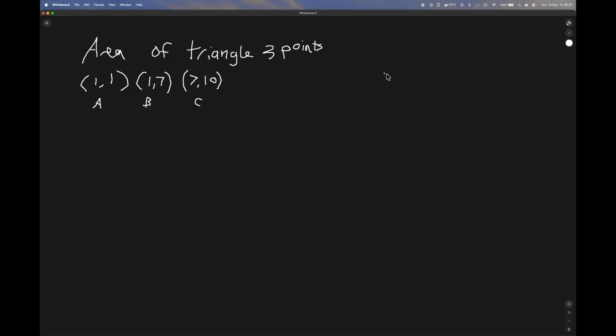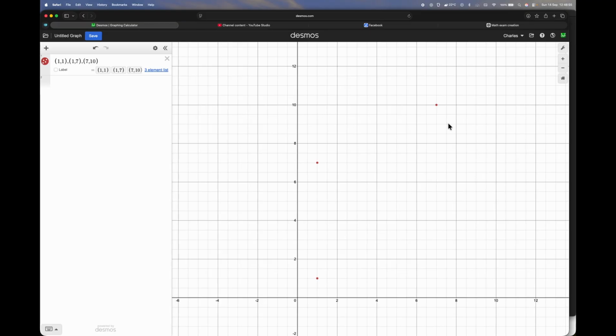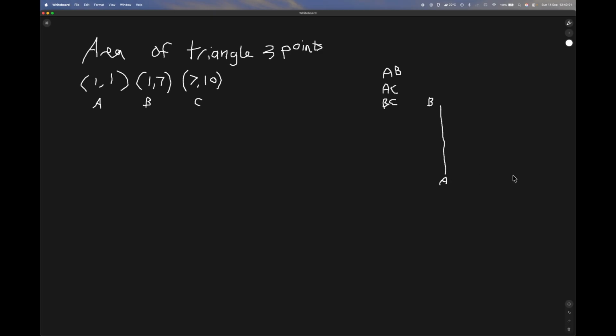So, we're going to need to find the distance AB, distance AC, and distance BC. That there's all 3 lines. So we got point A there, point B here, and C is 7 on the y-axis, x is 10, so it's 7 on the x-axis, sorry, 10, so it's like up here.